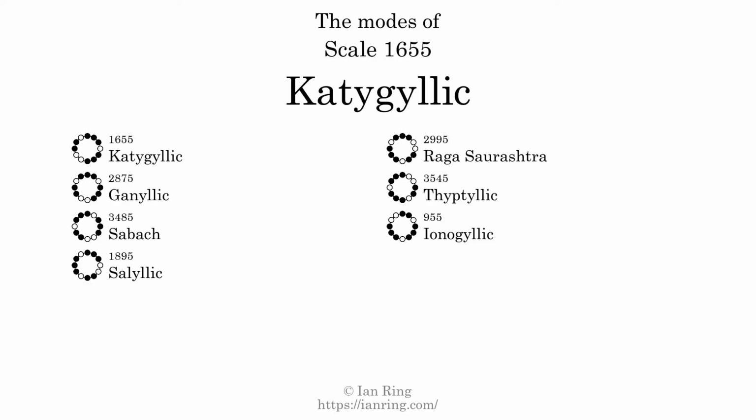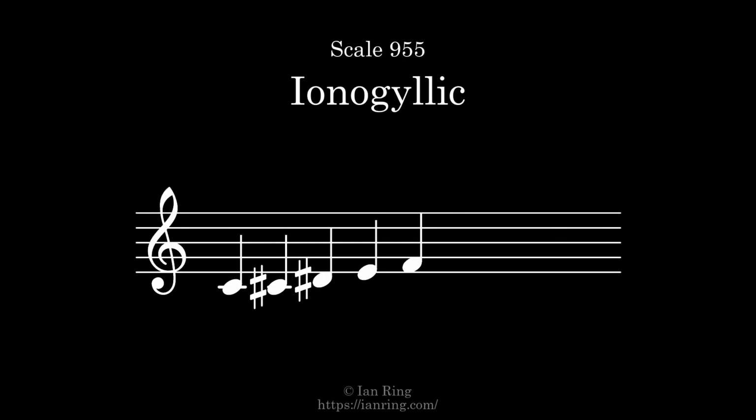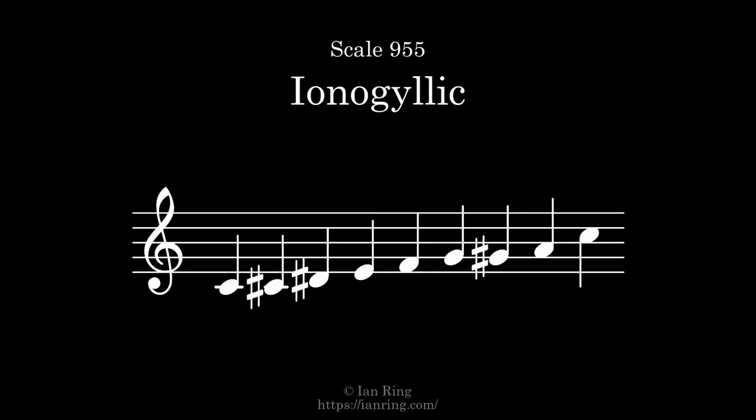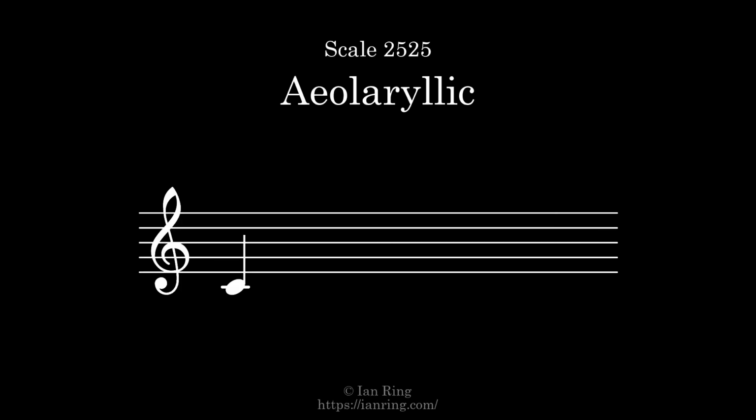The seventh mode is scale 955, also known as Katygyllic. It sounds like this. The eighth and last mode is scale 2525, also known as Katygyllic. It sounds like this.